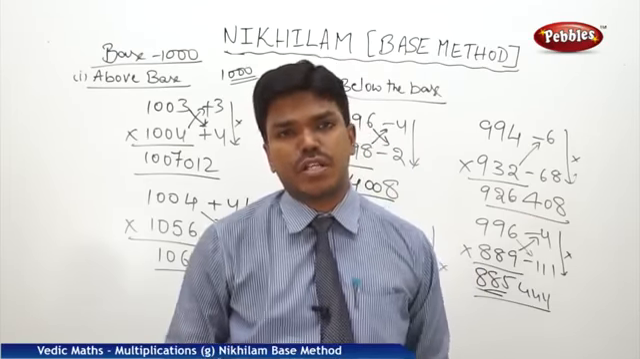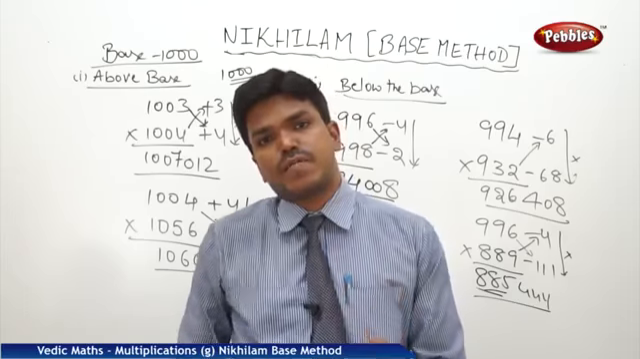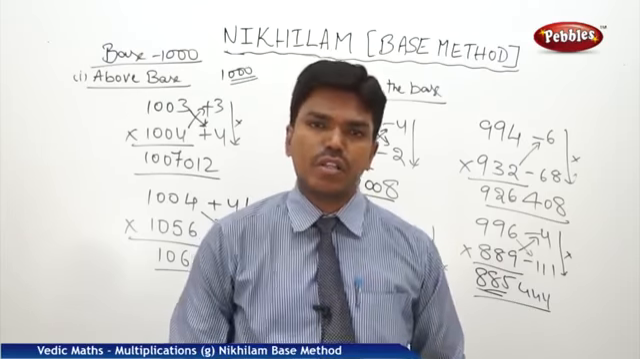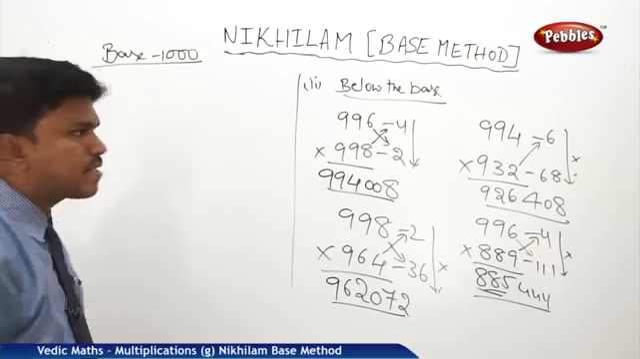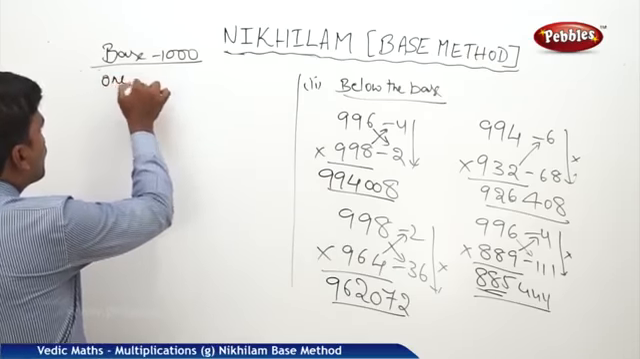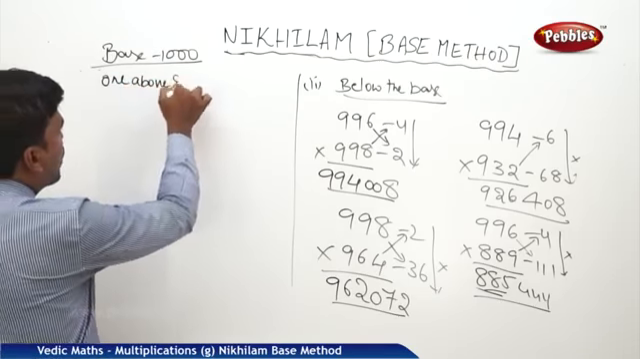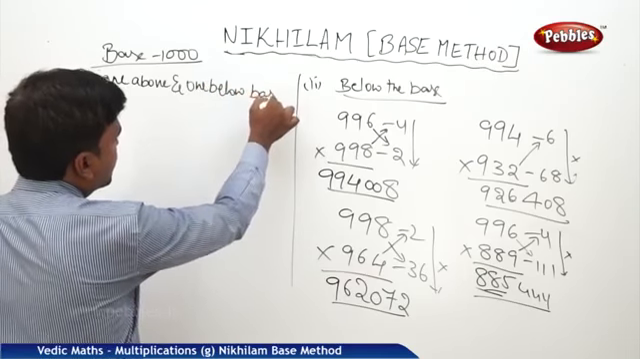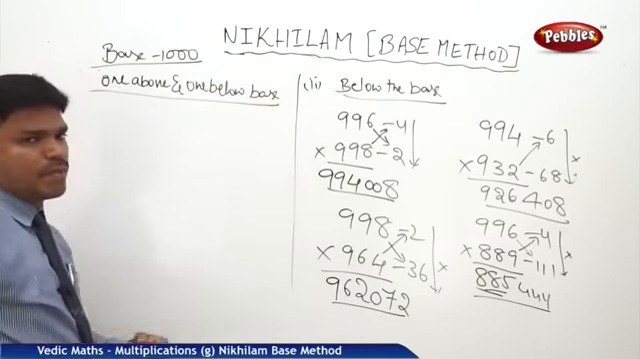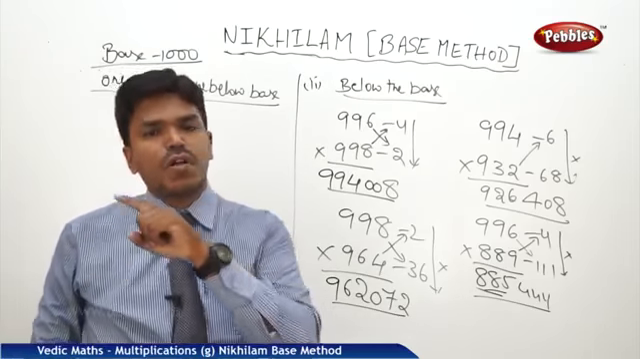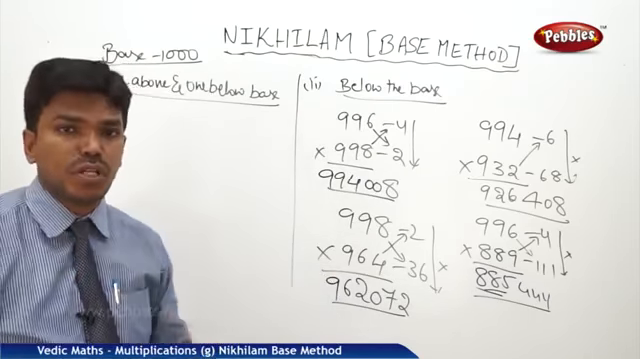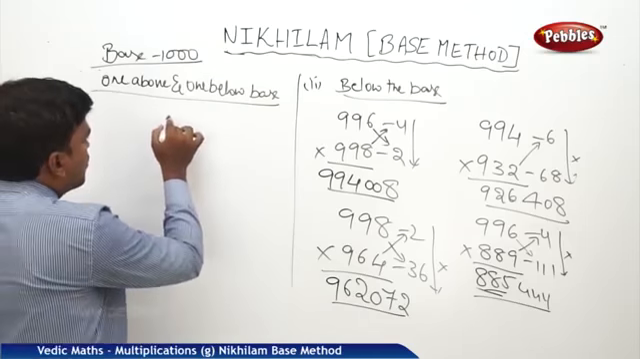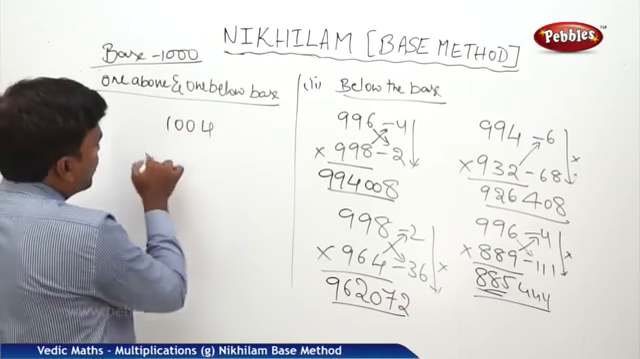Like this you can calculate any two numbers which are below the base when you are taking the base as 1000. Now we will see one above the base as well as one below the base of 1000. Now the case of one above and one below the base. That means how to multiply two numbers of which one is above the base and one is below the base.